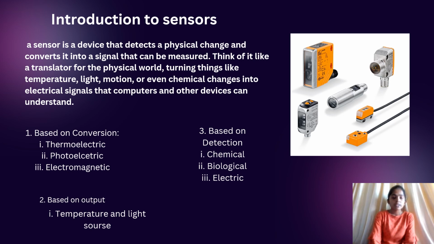Types of sensors based on conversion: thermoelectric sensor, photoelectric sensor, electromagnetic sensor. Based on output: temperature and light source. The third one is based on detection: chemical sensor, biological sensor, electric sensor.